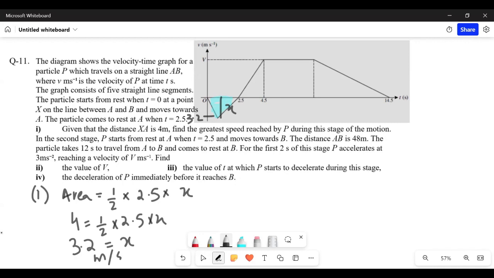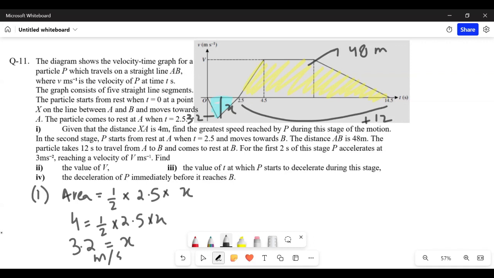In the second stage, P starts from rest at A and moves towards B. The distance AB is 48. Now the area under the graph is 48, because distance is area under the graph. The particle takes 12 seconds to travel from A to B. We can see that here, it is plus 12. And comes to rest at B.